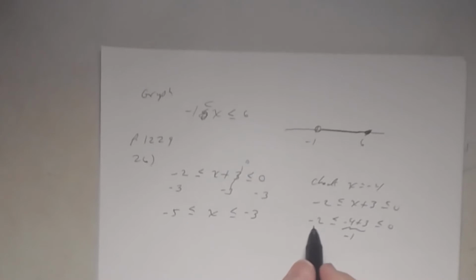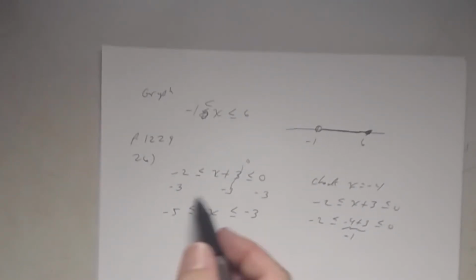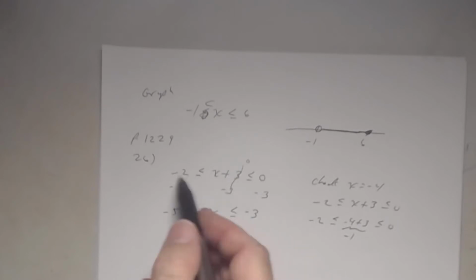Well, just do this. What's negative 4 plus 3? Okay, so here's a question. Is negative 2 less than or equal to negative 1? Yes. Is negative 1 less than or equal to 0? Yes. So negative 4 is the solution. All right, so you found the solutions to this original problem.